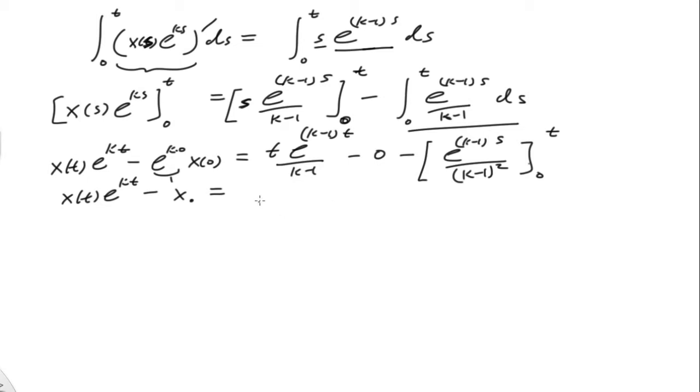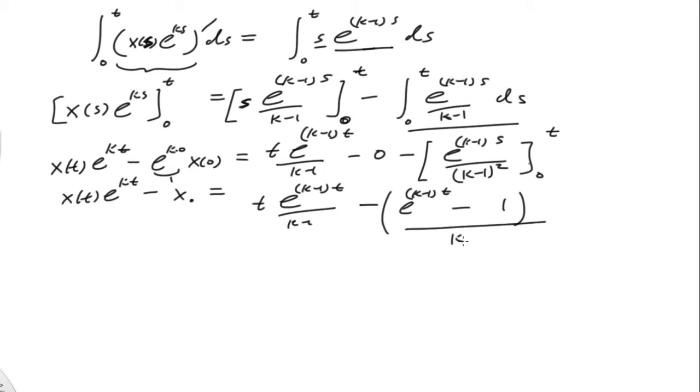All right, so I'm going to rewrite this part right here, e to the (k minus 1)t all over k minus 1. And then we also have a minus now, and we're going to evaluate these endpoints here, and that's going to be e to the (k minus 1)t minus 1, and then we're going to make that whole thing a quantity all over (k minus 1) quantity squared. Okay, so that looks pretty good.